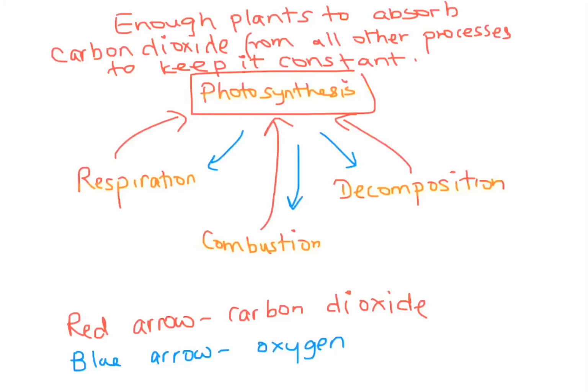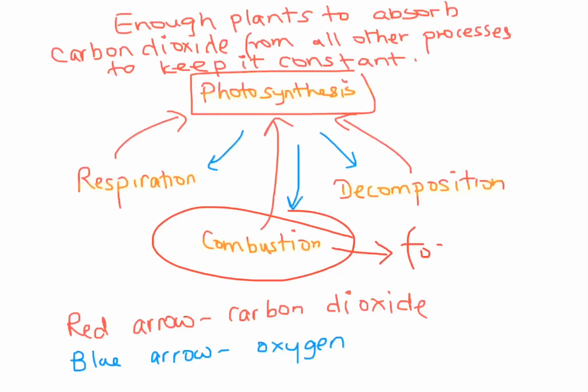Now, another thing is that during combustion, the burning of wood is okay, but if we keep on burning too many fossil fuels, which contain carbon that was trapped millions and millions of years ago, and keep on liberating that much carbon into the atmosphere, there's going to be too much carbon dioxide that photosynthesis is not going to be able to absorb. So if you release too much carbon dioxide from fossil fuels, you will disrupt the cycle.